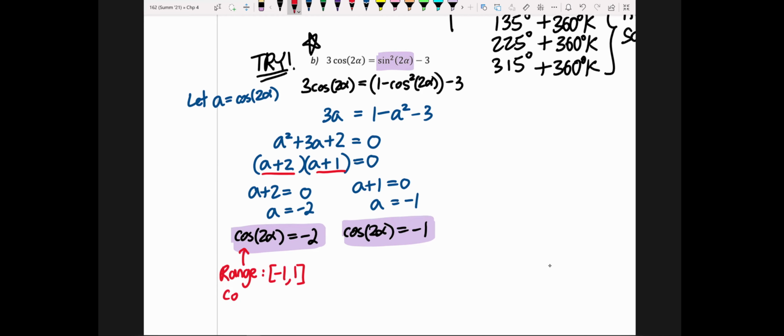Therefore, cosine cannot equal negative 2. And if you tried to put it in your calculator and you did inverse cosine of negative 2, you would get an error. Cosine cannot equal negative 2, as negative 2 is not in the range for cosine. So on the first side, there's no solution.